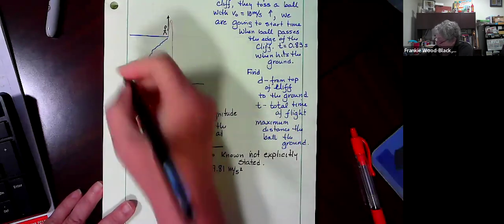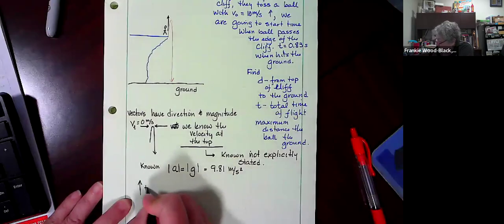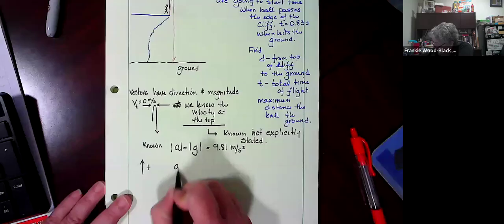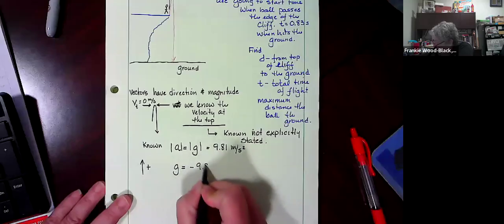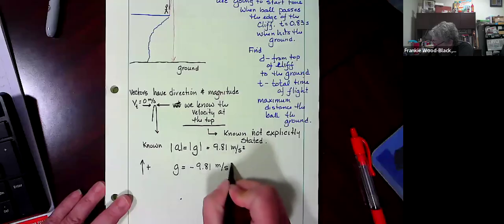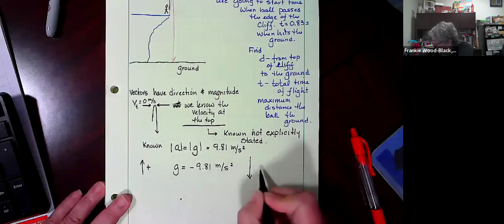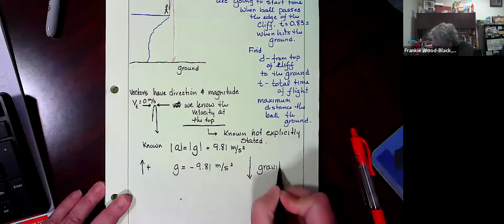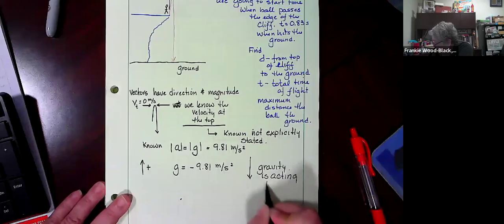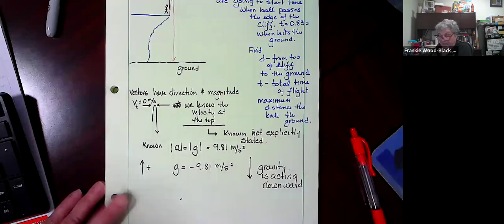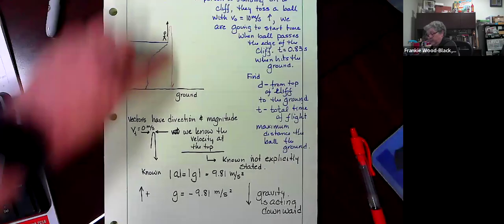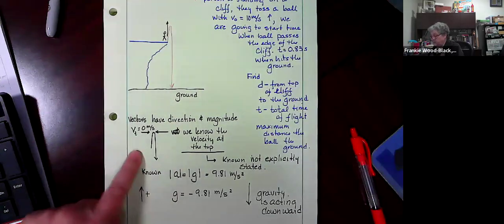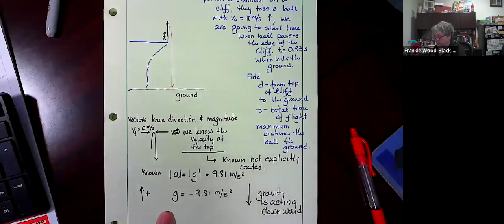Okay, now if I say that up is positive, g is going to be minus 9.81 meters per second squared because it's acting downward. So we've got our motion going up and it's coming back down. We've got our vectors here. We've got our acceleration due to gravity. We've got our sign convention.